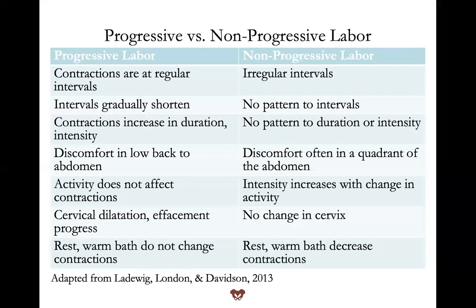Again, with progressive labor, cervical dilation and effacement are occurring, and that can only be assessed with a vaginal exam by a woman's midwife or nurse practitioner or her OB-GYN, someone who is trained to do that. So we wouldn't be able to know if that's happening as a rehab professional, but that is something that would have to be assessed by her doctor or other healthcare provider. And then with non-progressive labor, no changes in the cervix. And then again, with progressive labor, taking a warm bath, a warm shower, getting rest, that's not going to change the contractions, but with non-progressive labor, those things could actually ease the contractions.